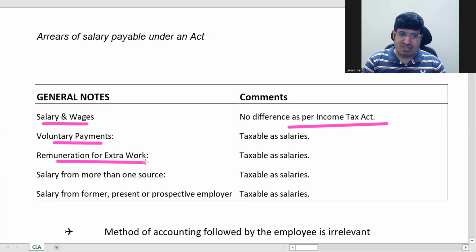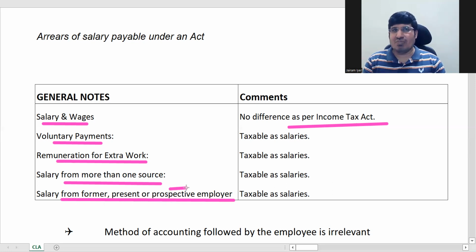Then remuneration for extra work is OT, overtime. Salary from more than one source: you can work with 2-3 employers simultaneously. Many people do part-time work with different employers. You have to club all the salaries, and that will be your total income as salaries. Salary from former, present, or prospective, meaning future, employer. Sometimes the future employer gives you a joining bonus so that you will join. You get that before you start your employment there. That's your prospective employer's salary.